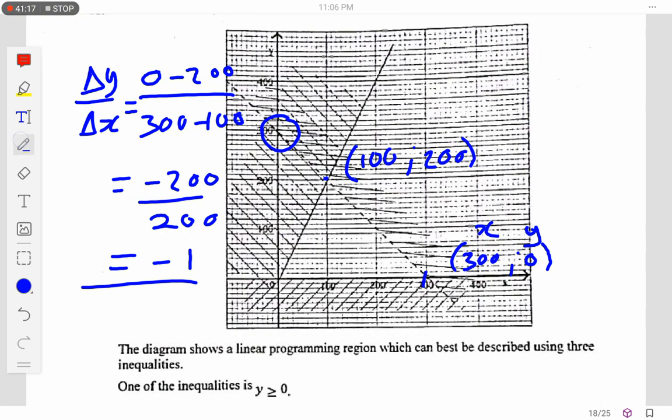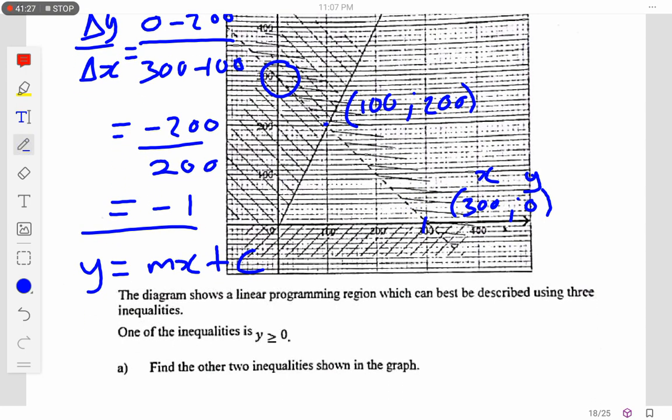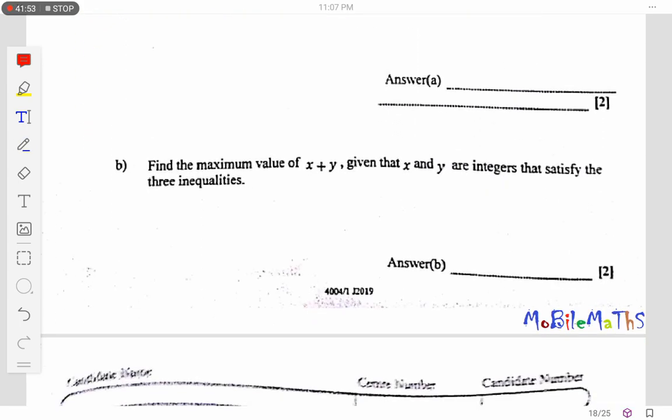So writing y is equal to mx plus c, I can say my y is going to be equal to minus 1, which is my gradient, times x, then my intercept plus 300. Now let's include the sign of inequality, sorry, this equal sign. Because it's dotted, it's broken, we will say it's going to be like that. So that was the other inequality.